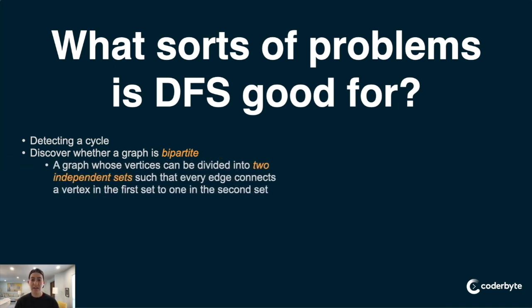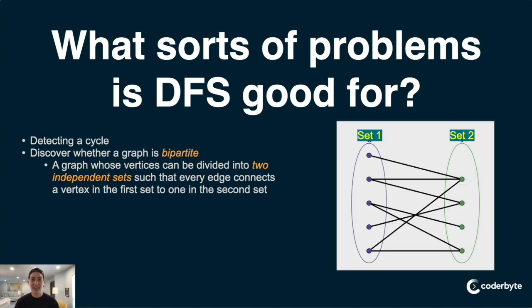But a bipartite graph is essentially just a graph whose vertices can be divided into two independent sets, such that every edge connects the vertices in the first set to at least one in the second set. So that's kind of hard to imagine with words, but here's a picture where you see you have a graph here, and you are able to divide the vertices into these two sets where every one in the first set has a connection to something in the second set and not a connection to any of the ones in its own set. So this is useful for different kinds of things, and we'll talk more about this in future videos.